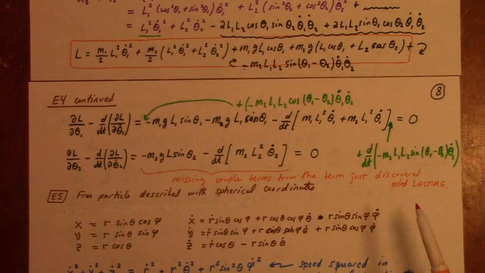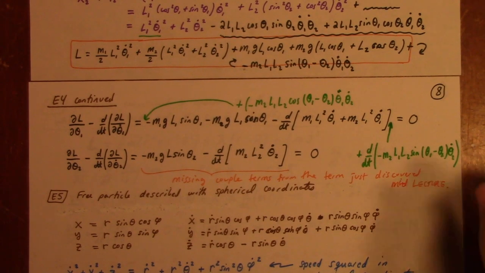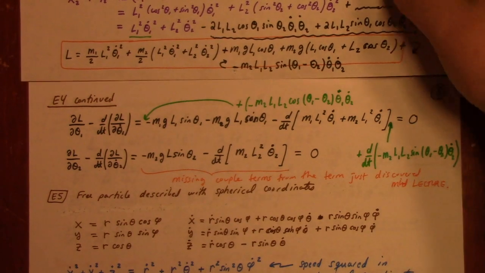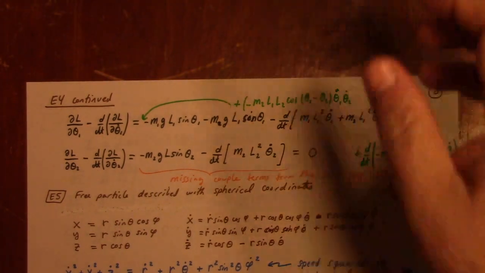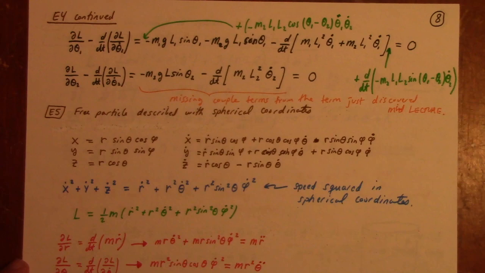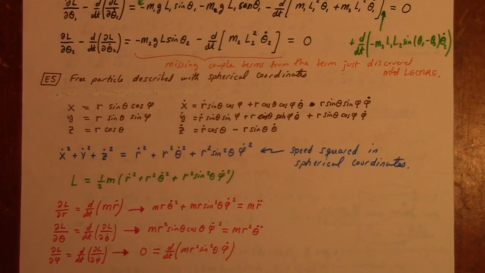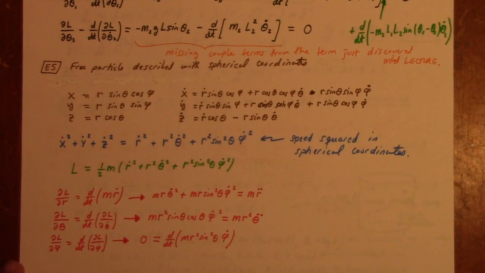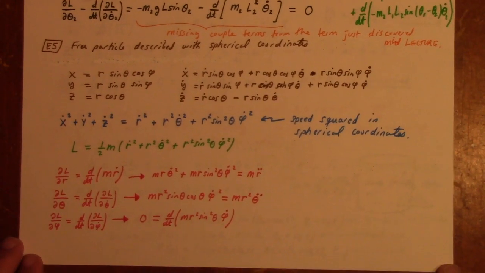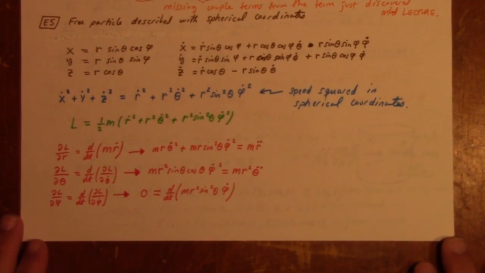Okay, so I'm going to make fixing the Euler-Lagrange equations part of your homework. That should be a relatively low stakes homework, I hope. It looks scary, but there's not much going on there, yeah. And then example 5, let's think about a free particle with spherical coordinates.